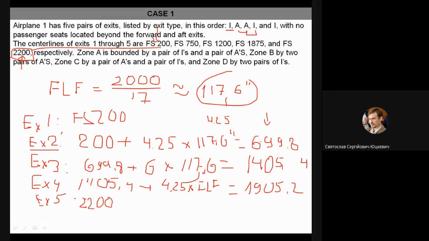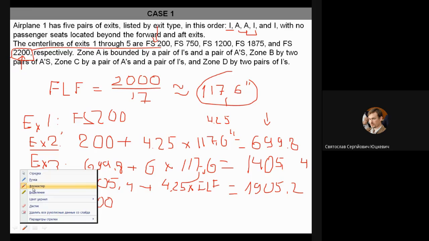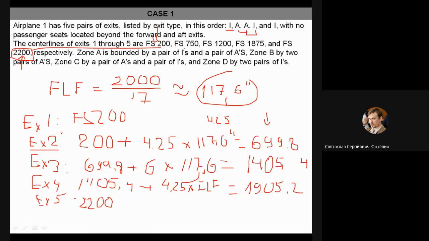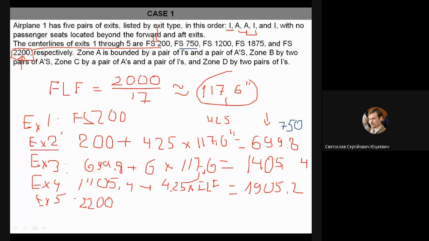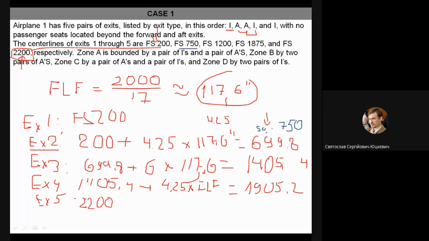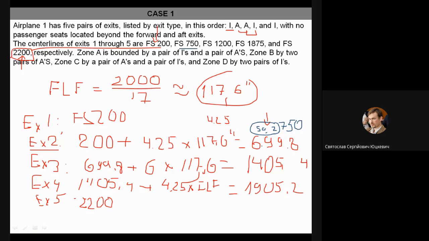Then you need to compare it with your variance. In this case, the exit door was at 750 inches. Your calculated value is 699, so the difference is 50.2 inches. It's the shift of the door from the calculated value.